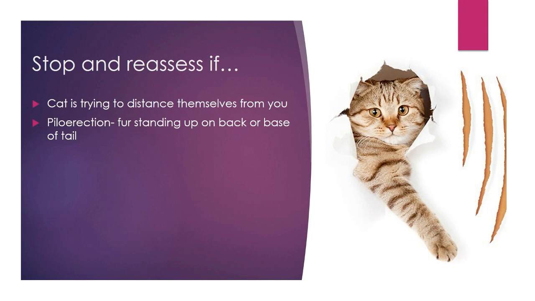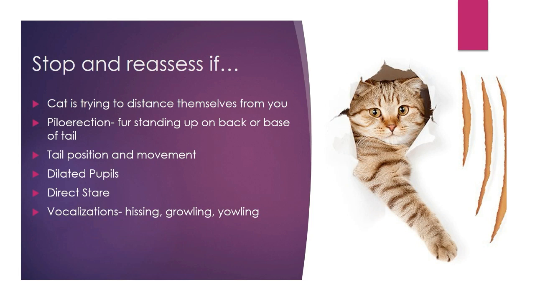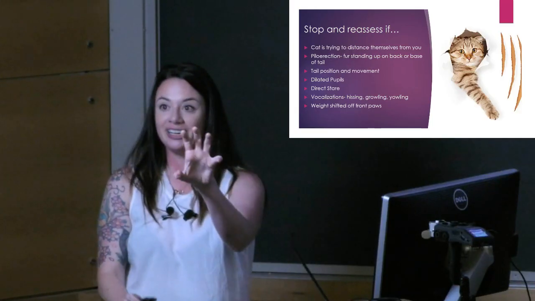You're seeing that piloerection and all their fur standing up on their back. Check out their tail. If that cat is whipping its tail around, it is not happy. If their pupils start to get mydriatic and they're directly staring at you, or any vocalizations, and that's pretty obvious, right? And if their weight is shifted off their front paws, right? Because if they're just leaning in and then all of a sudden they lean back, that means they're getting ready to attack.